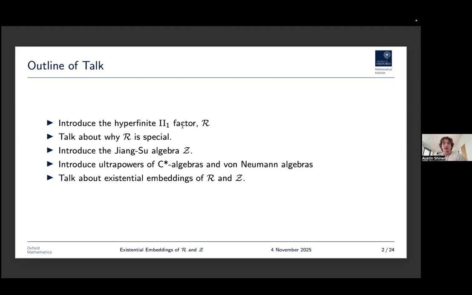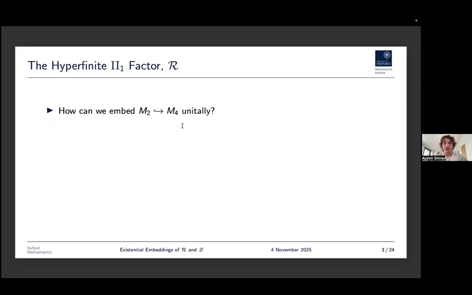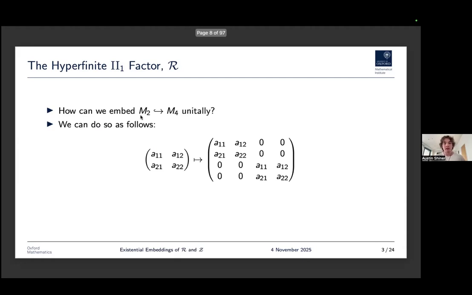Cool. So, how do we construct R? First of all, let's start with just the two by two complex matrices, right? How can we send the two by two complex matrices into the four by four complex matrices in some unital way? Well, we can do it as follows. We can take our 2 by 2 matrix and send it over to the 4 by 4 matrix that just has two copies of this matrix along the diagonal. One important property of this embedding is that this embedding preserves the normalized trace.